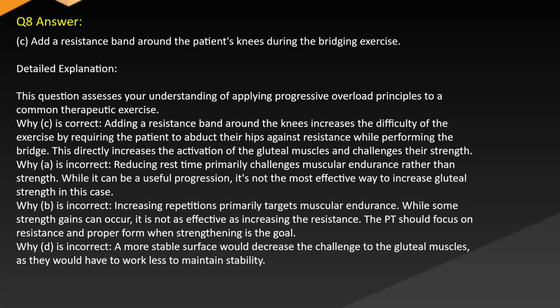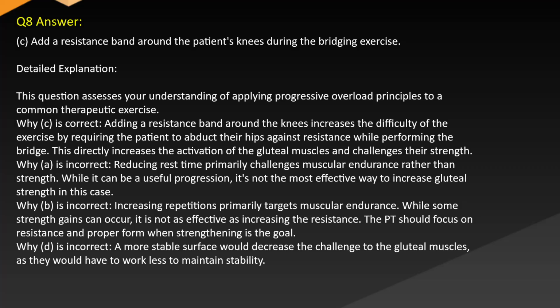C is correct. Adding a resistance band around the knees increases the difficulty of the exercise by requiring the patient to abduct their hips against resistance while performing the bridge. This directly increases the activation of gluteal muscles and challenges their strength. A is incorrect. Reducing rest time primarily challenges muscular endurance rather than strength. While it can be a useful progression, it's not the most effective way to increase gluteal strength in this case.